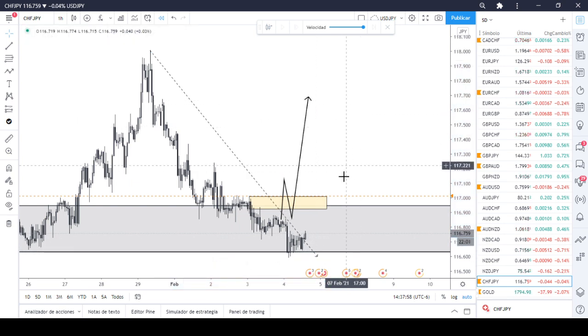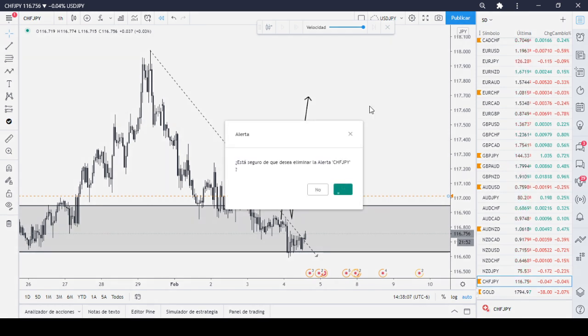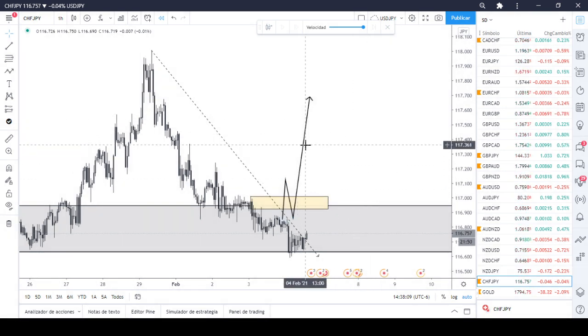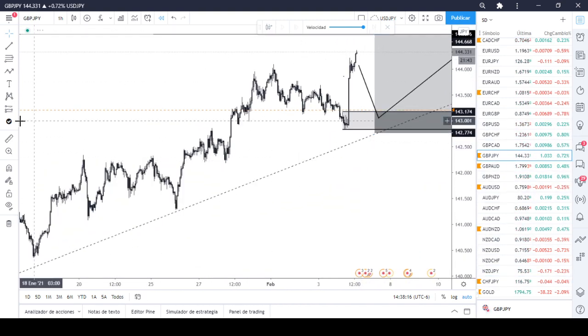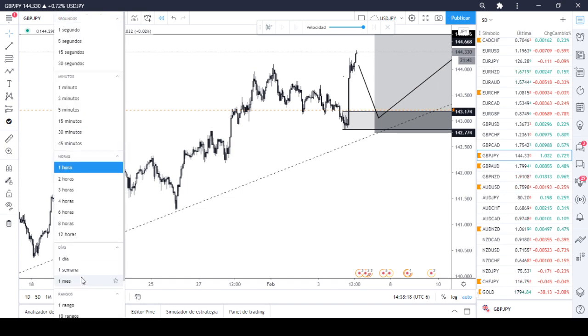Now let me update the chart, and the level was already removed down here. So I just don't care about this chart anymore, about this pair, and we'll look for another opportunity. And now let me share the last type of trade, which is location trades.